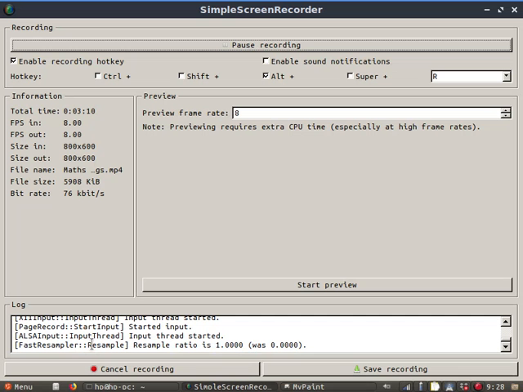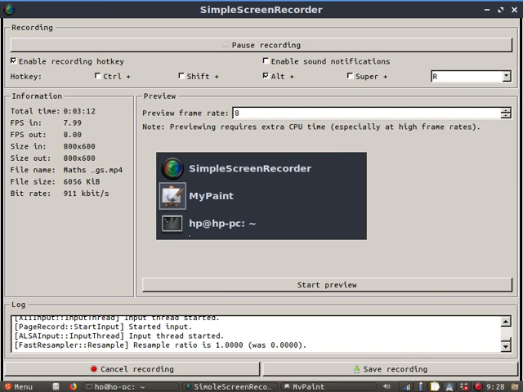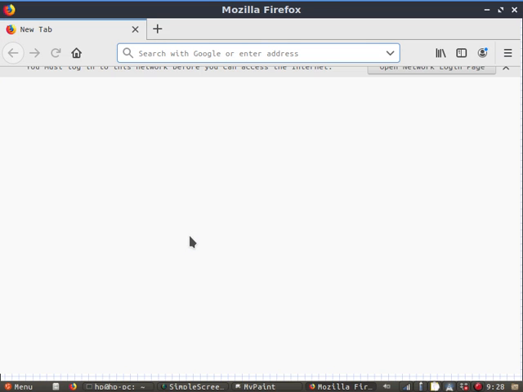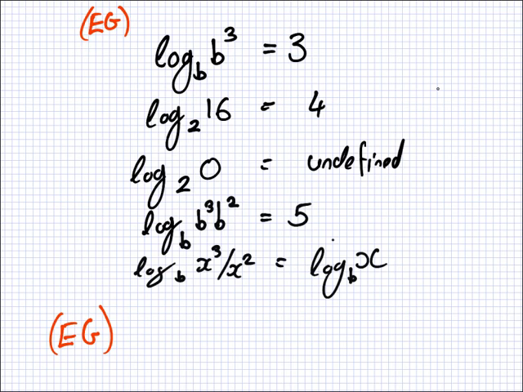Do you know what, actually, let's do some questions from exam papers as examples. Can you write those? Have you got those ones down?